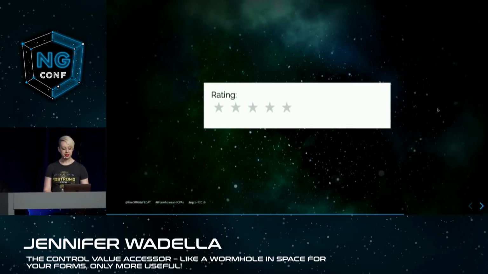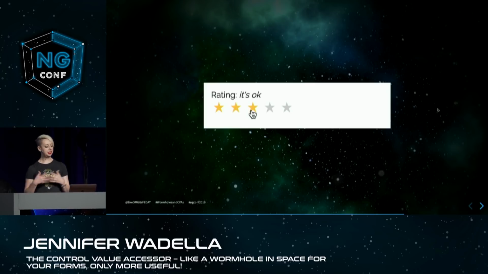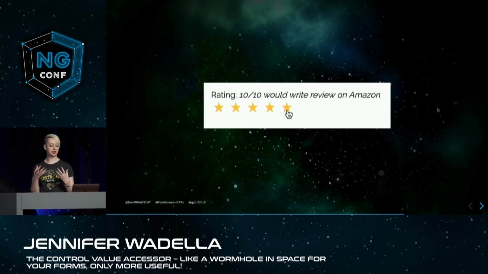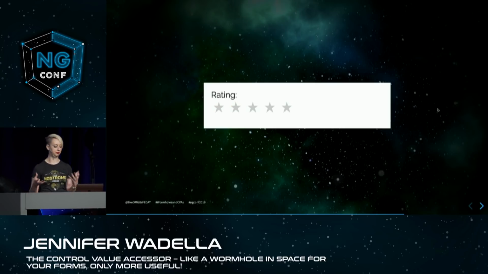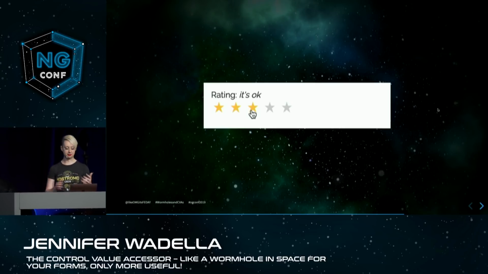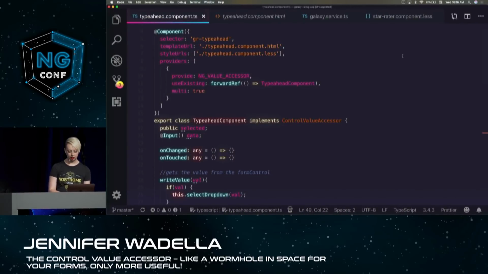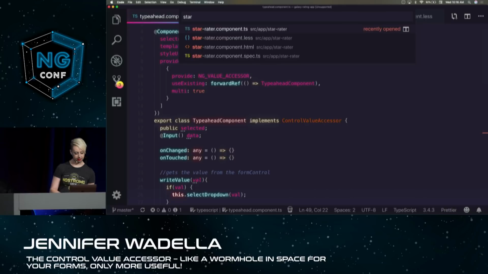Let's look next at our rating component. This one is a little bit different because we're doing all this really interesting kind of displaying to the UI that doesn't really match up with a custom form control. So what does it take to make this happen? We can look at our star rating component.